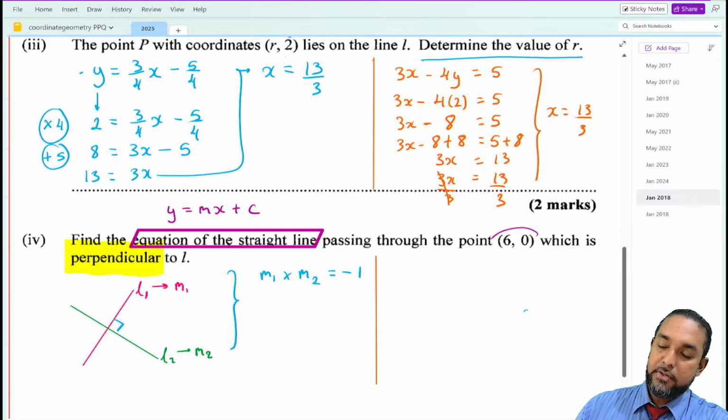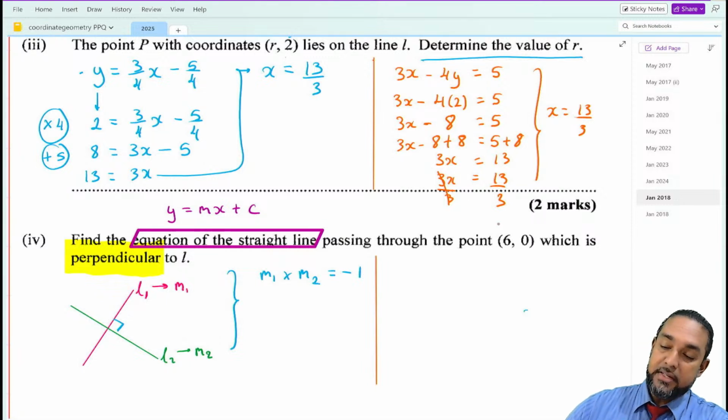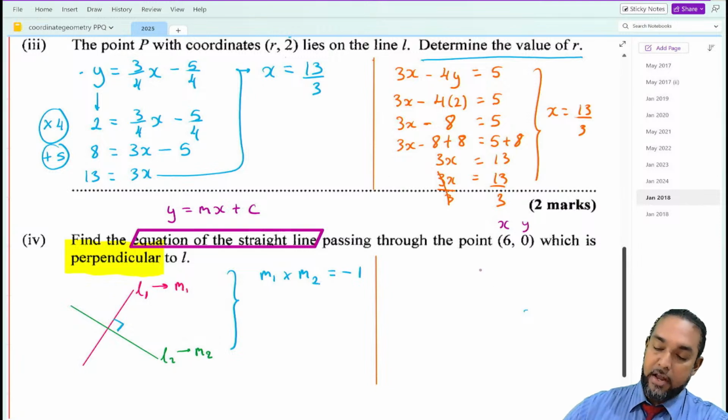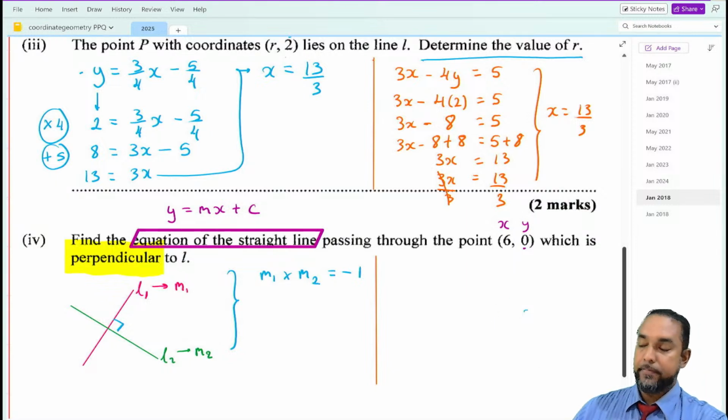Now, this point through which it passes here, this is an intercept, but is it the y-intercept? No. Why not? Because the 6 is the x-coordinate and the 0 is the y-coordinate. At any point on the y-axis, x is 0. Since we have y is 0, that's actually on the x-axis. So what they've given us is actually the x-intercept. But again, I'm ahead of myself.